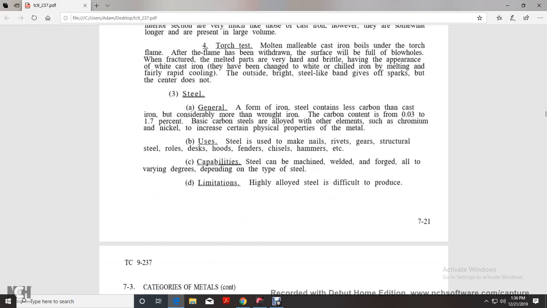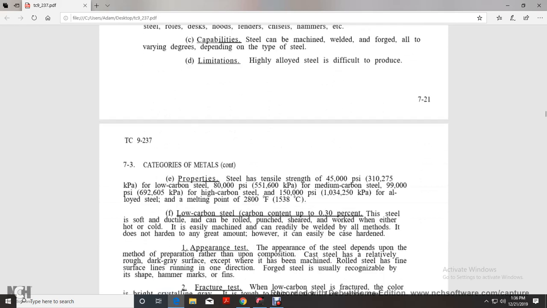Steel, in general, is a form of iron. Steel contains less carbon than cast iron. The carbon content is considerably less than in raw iron, from 0.03 to 1.7% carbon. Most steels are alloyed with other elements such as chromium and nickel to increase certain physical properties of the metal. Uses of steel include nails, rivets, gears, structural steel, roll decks, hoods, fenders, chisels, hammers, etc. Capability: steels can be machined, welded, and forged in varying degrees depending on the type of steel. Limitations: high cost, difficult to produce.